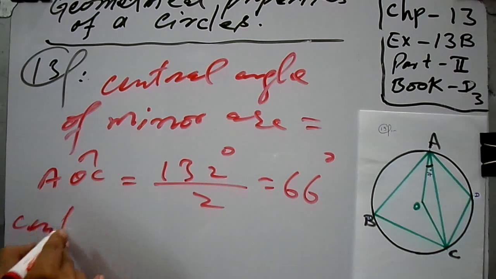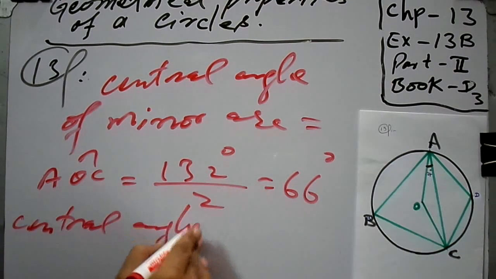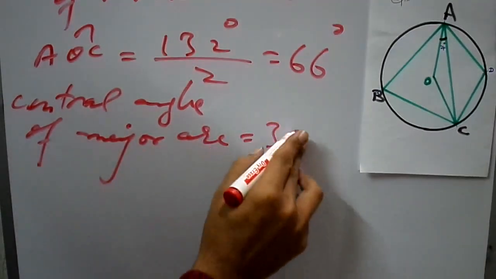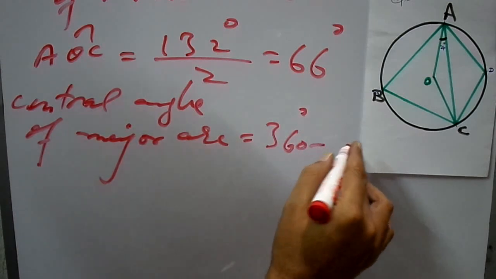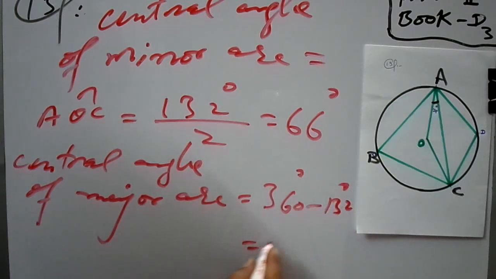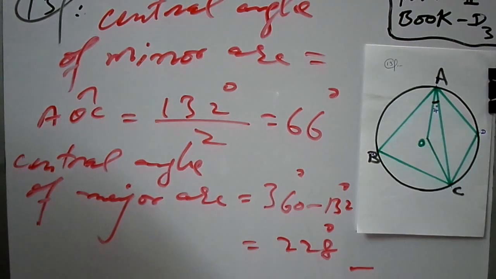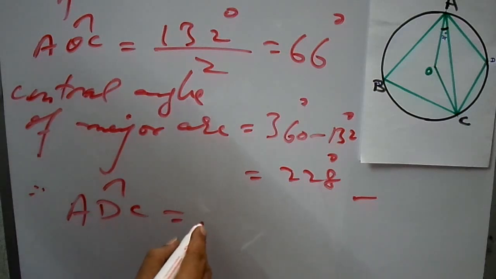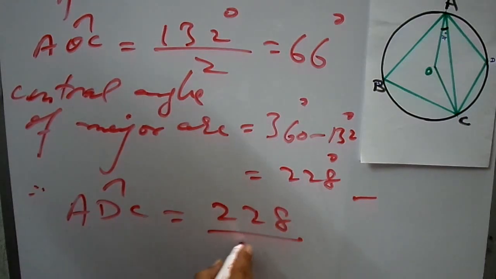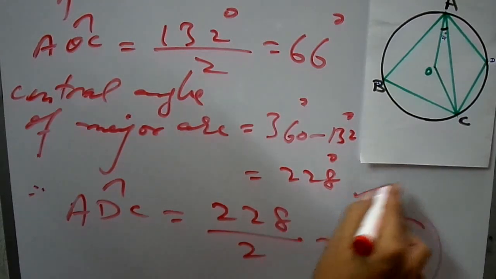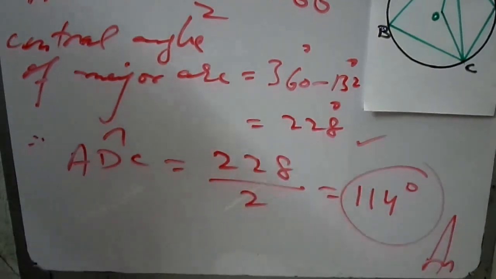Similarly, central angle of major arc, that is 360 minus 132 degree, you will get 228 degree. So circumference angle, the major arc will be equal to ADC, therefore the ADC is equal to 228 divided by 2, you will get 114. So that is your result, that is your answer.